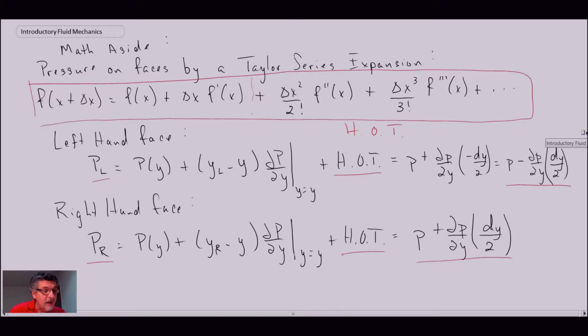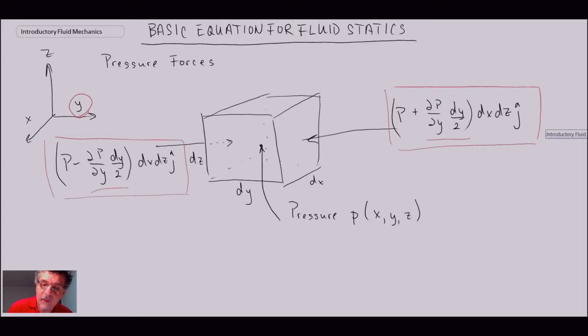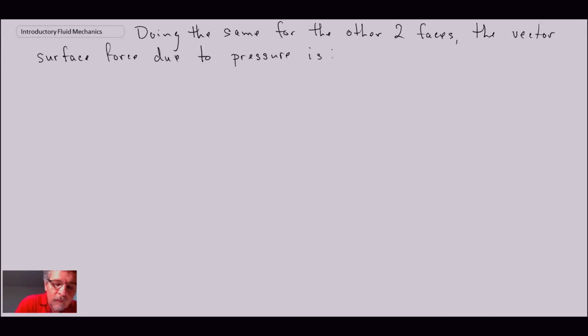So with that, we can continue in that method, and we've done that here for the left and the right in the y direction. Now we continue on with the x and with the z direction, and what we can do is rewrite or expand it for all three faces. So we're going to write out the vector surface force due to pressure, and we'll do this for the x direction, the y, and the z.